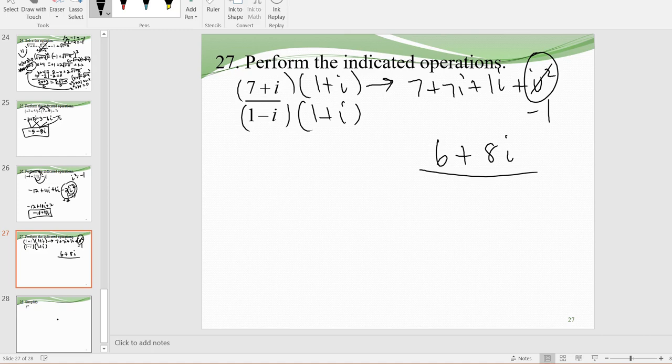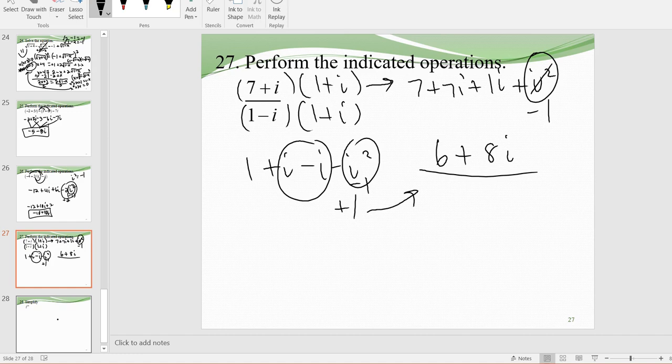On the bottom, 1 times 1 is 1 plus i minus i squared. Middle zeroes out. i squared becomes negative 1, minus negative 1 becomes plus 1. 1 plus 1 is 2. You have to catch again, the 2 divides into the 6 and the 8, so that our final answer would be 3 plus 4i.